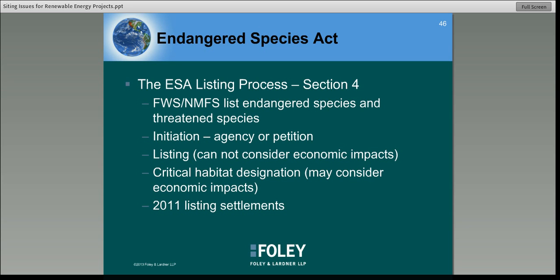Now that's different from critical habitat. Critical habitat is habitat that the agency designates as necessary for a species to recover. And when designating critical habitat, the agency may consider economic impacts.